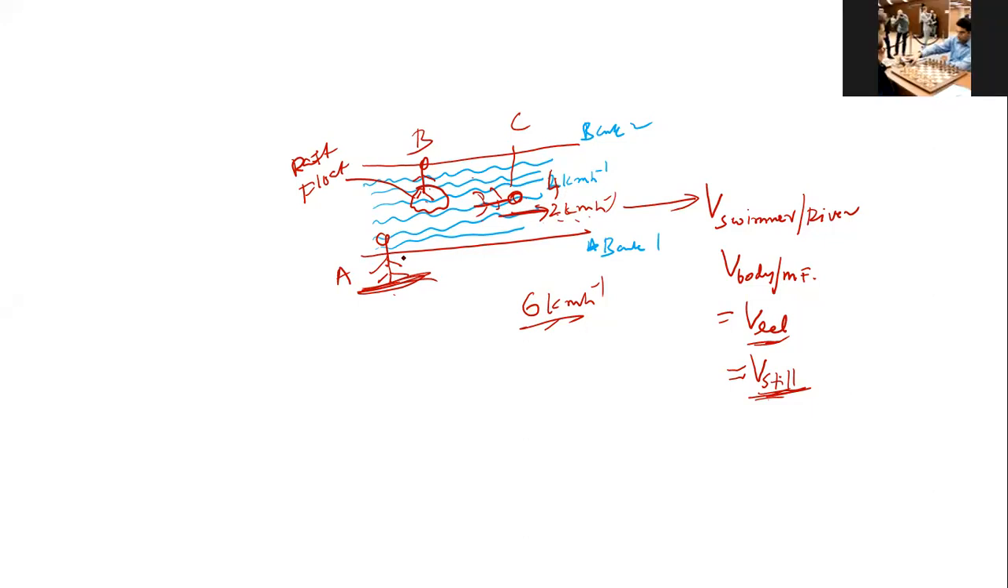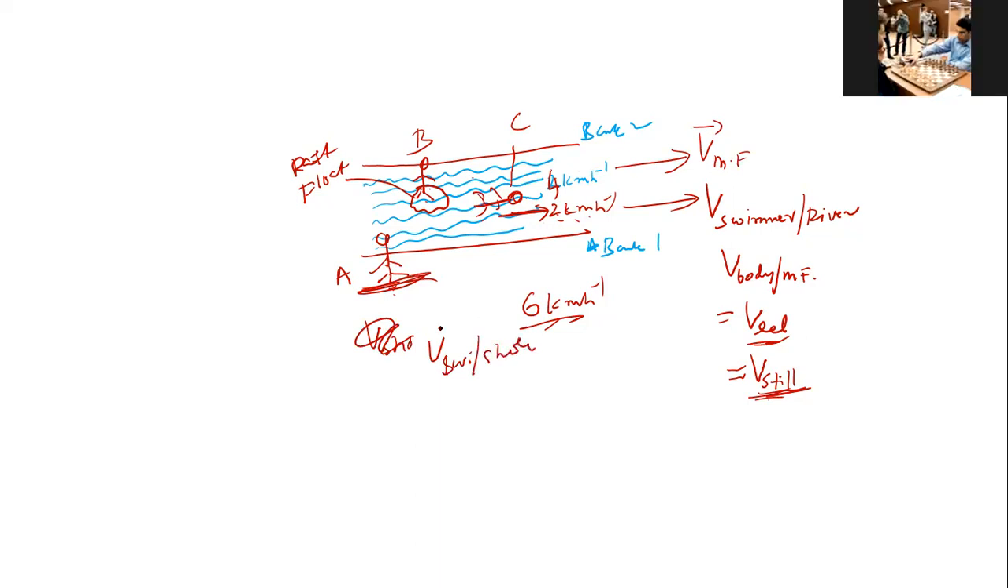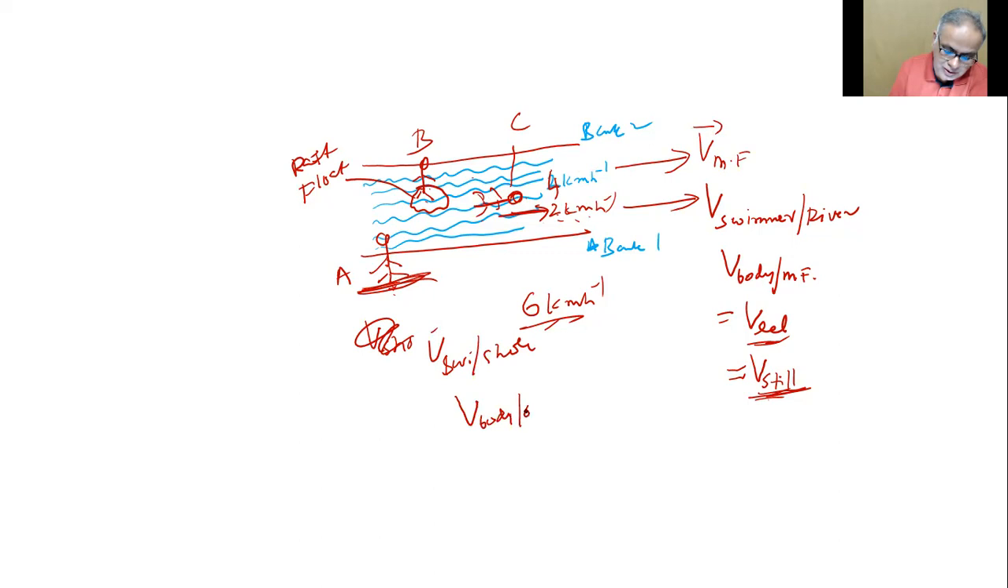Now, what is this 4 km/h in general called? Velocity of moving frame. And what is the velocity of C with respect to this one? Velocity with respect to shore, we can say here. Velocity of the person or swimmer with respect to shore is here. But in general, I can call it what? V with respect to ground frame. Or I can also call it V resultant. I can also call it V with respect to fixed frame.